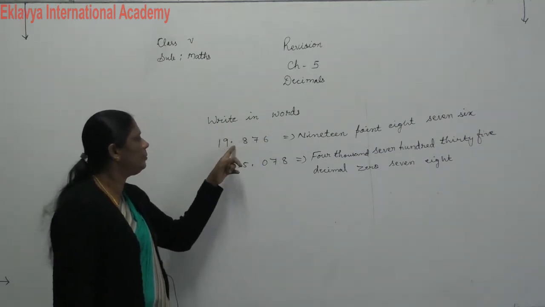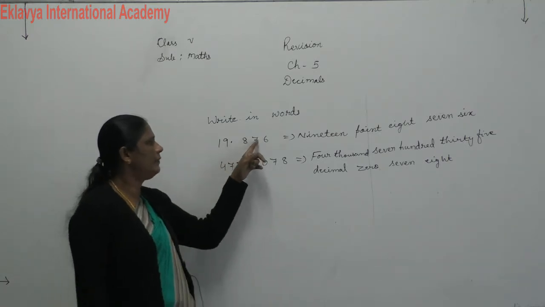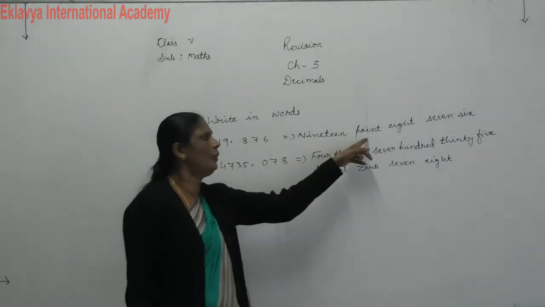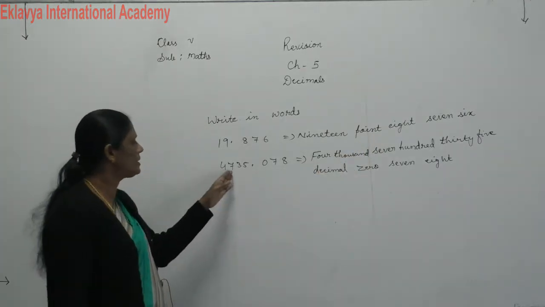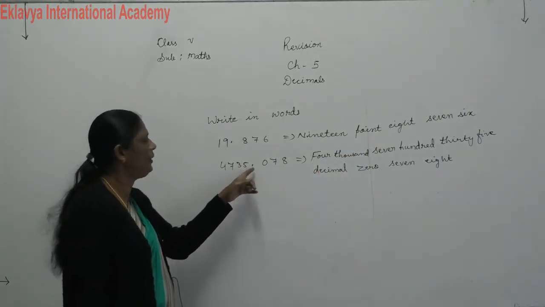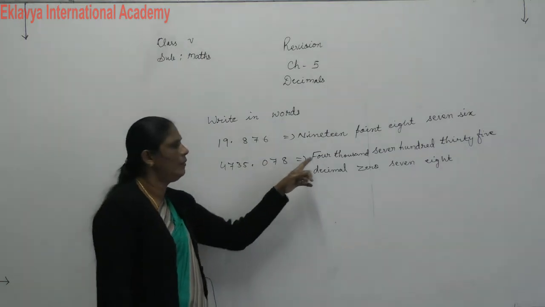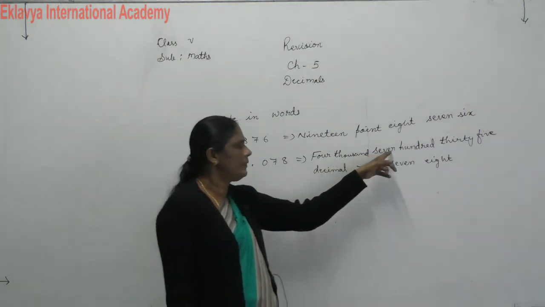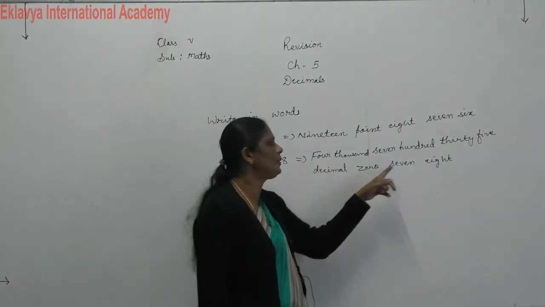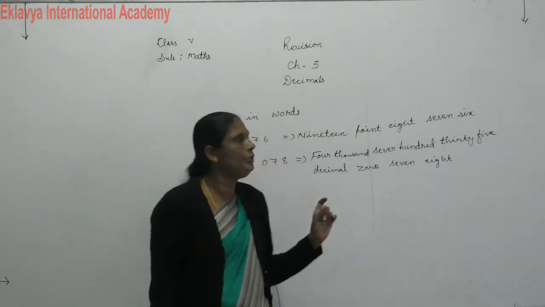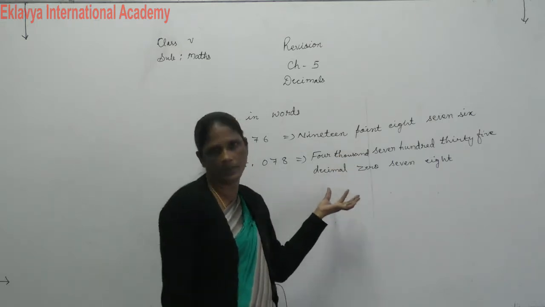Write in words. First, 19.876. Second, 4735.078, 4735 decimal 078. You use point or decimal.